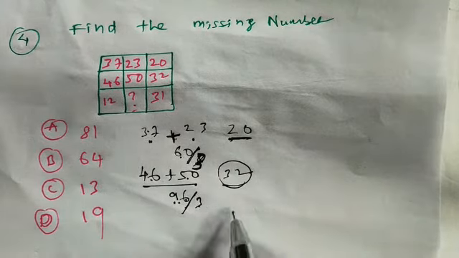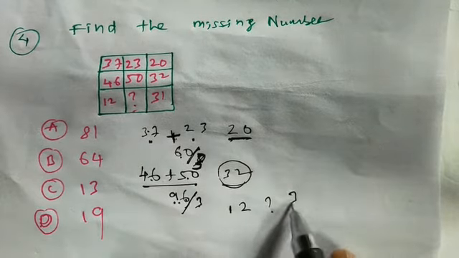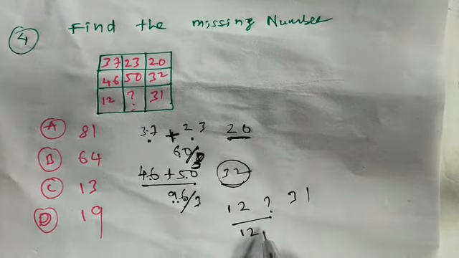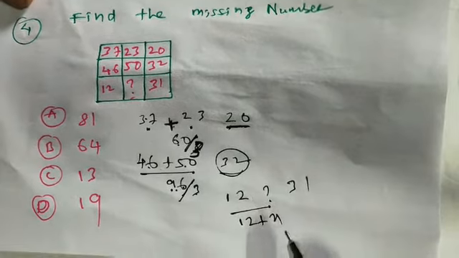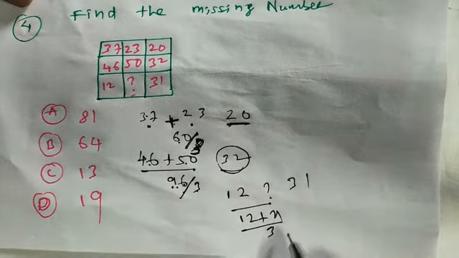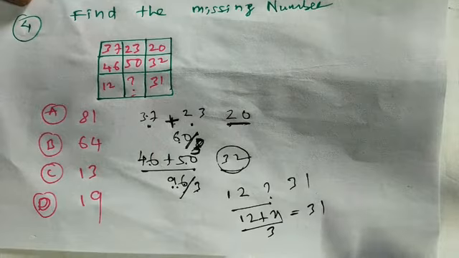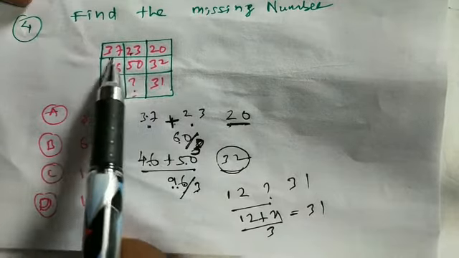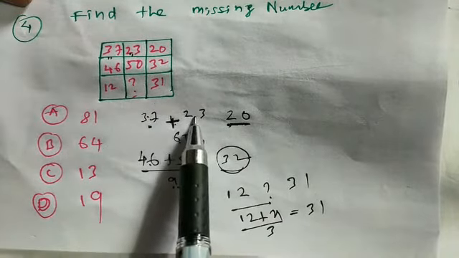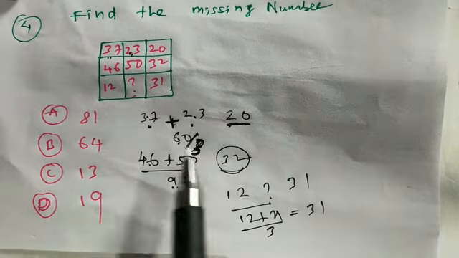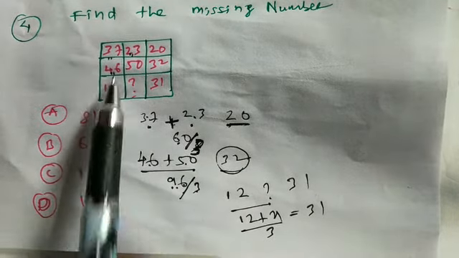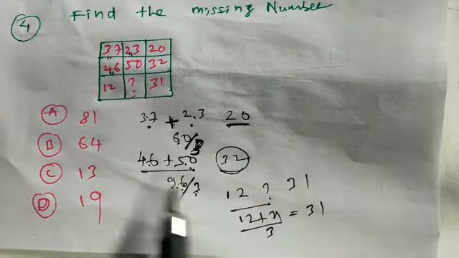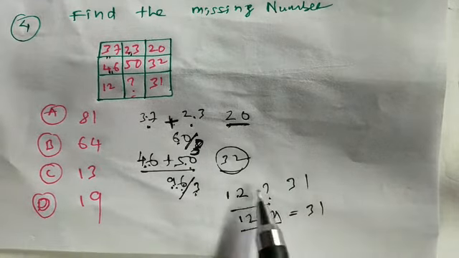Is it or not? In the same way, we will check for this also: 12, question mark and 31. What we have done? 12 plus x, and we have divided this by 3, and we have to get 31. What did we do here? The first two numbers we have added: 37 plus 23 we added, got 60 and divided by 3. In the second row also we added 46 plus 50 and divided the answer 96 by 3.